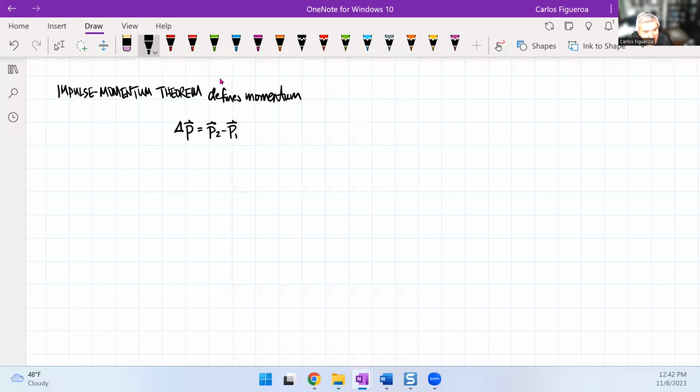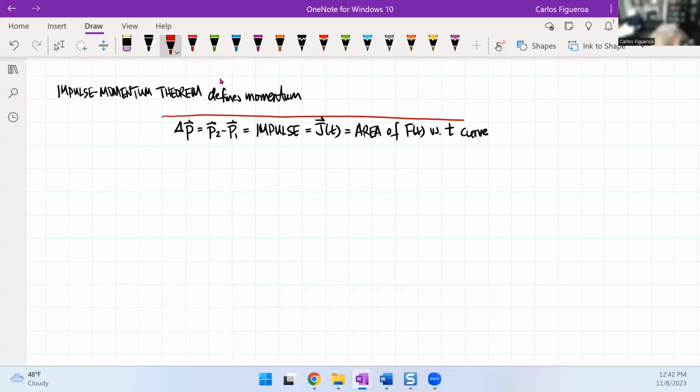P1 being the initial, P2 being the final, and this change in momentum is caused by what we call an impulse. We define this impulse as J of t, which is a function of time, and this is by definition the area of the F of t versus t curve. This is the definition of momentum right here.